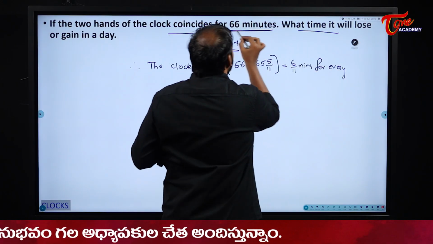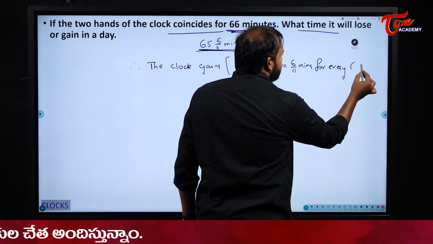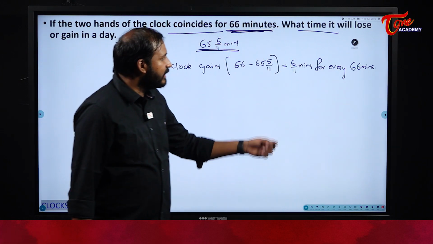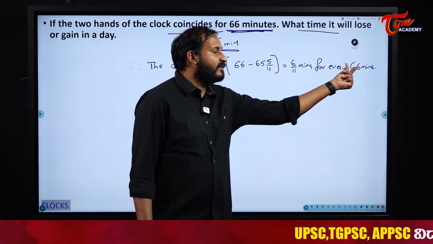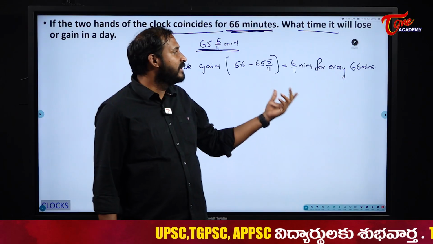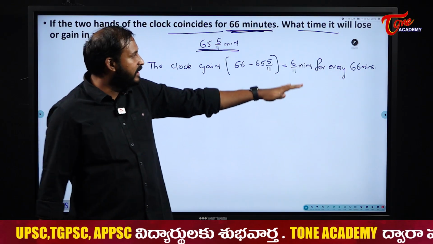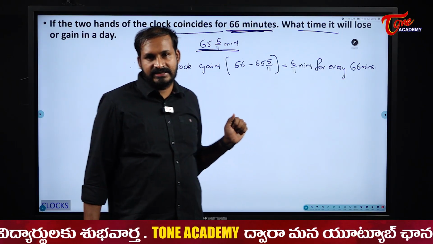here in this case the two hands are coinciding for what time? For every 66 minutes. That means if 66 minutes have passed, the clock will gain how much time? 6/11 minutes. It is going to gain 6/11 minutes for every 66 minutes. In our last case, it was going to lose some time for every 64 minutes, because there the time duration is 64. Here it is 66. So, 6/11 minutes for every 66 minutes.